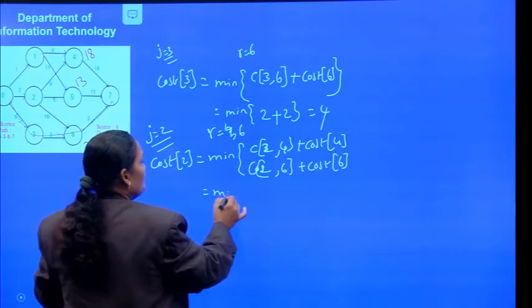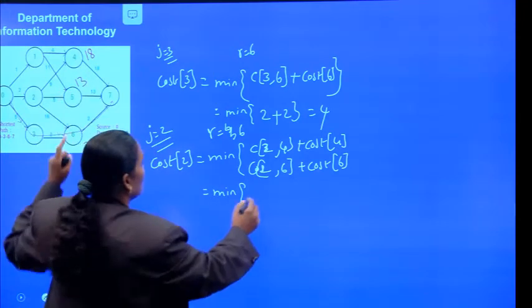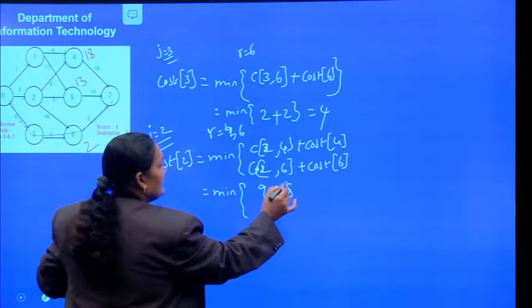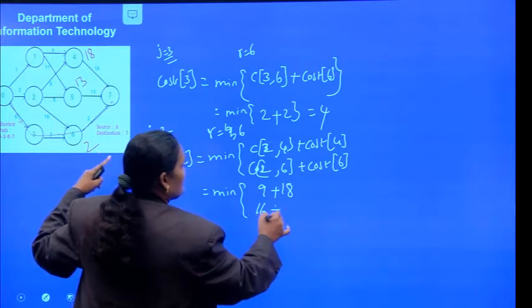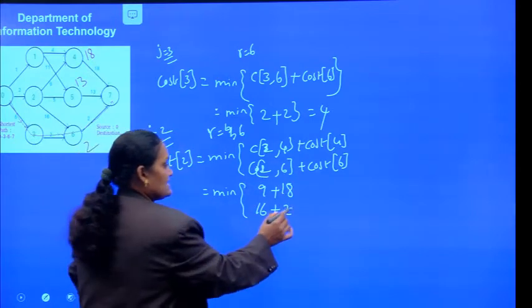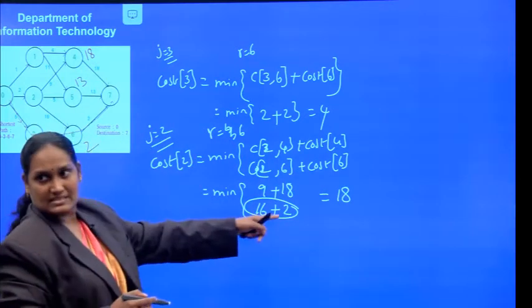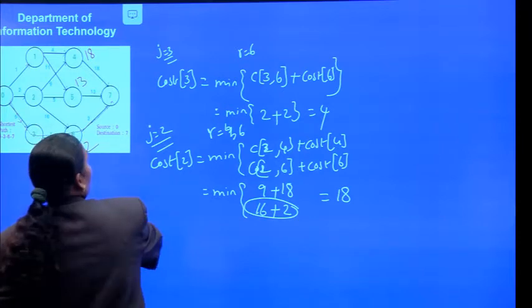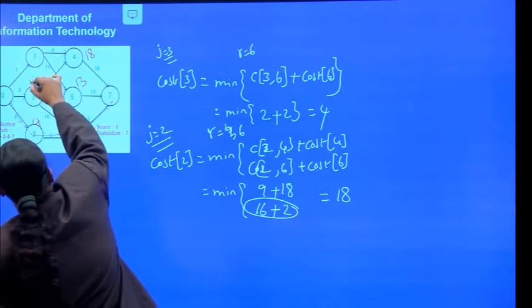That is minimum of C of 2, 4. What is C of 2, 4? C of 2, 4 is 9 plus cost of 4. What is cost of 4? 18. Now C of 2, 6. What is C of 2, 6? 16 plus what is cost of 6? Cost of 6 is 2. Now in this case, this becomes minimum. So we consider the cost of 2 as 18. Now here we find cost of 3 is 4 and cost of 2 is 18.